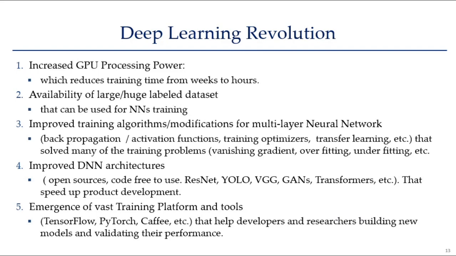The appearance of many improved DNN architectures that are open sourced and can be used in solving many existing problems, which accelerates application development. And finally, emergence of fast training platforms and tools such as TensorFlow, PyTorch, Caffe, etc. Those tools help developers and researchers to build new models easily and quickly.